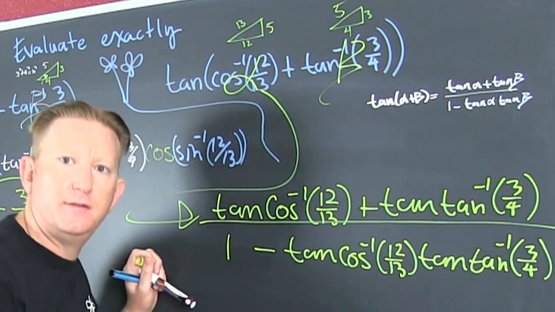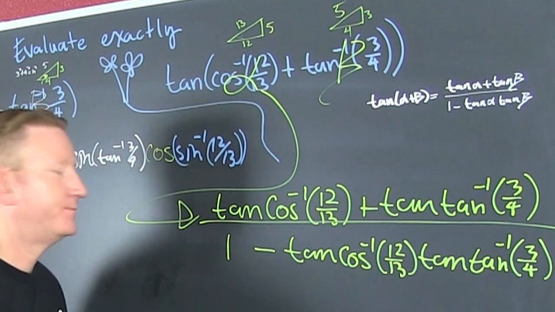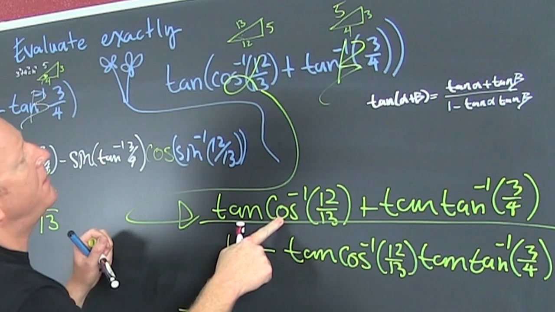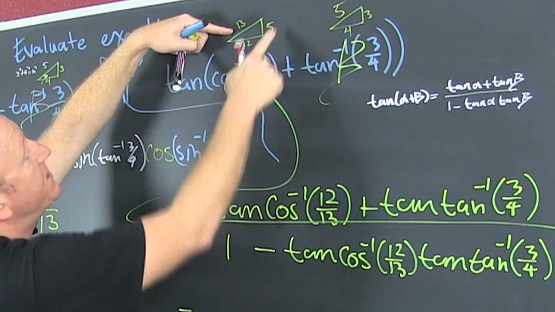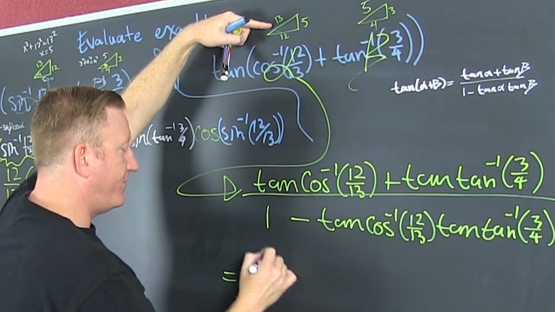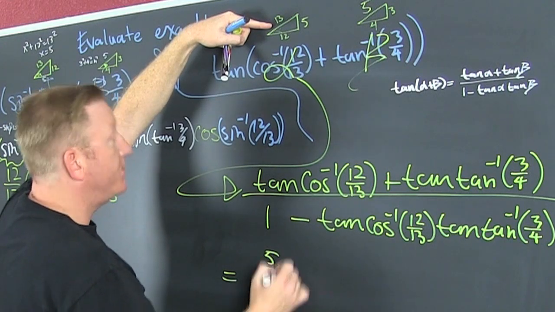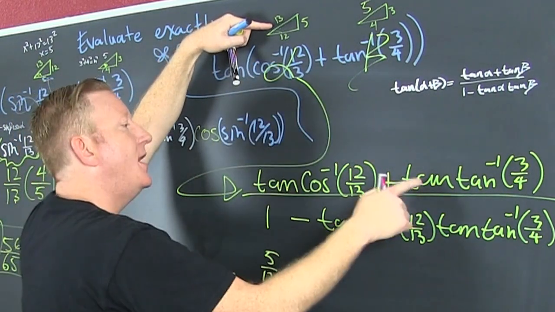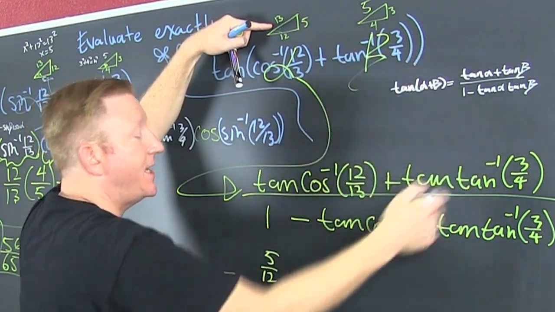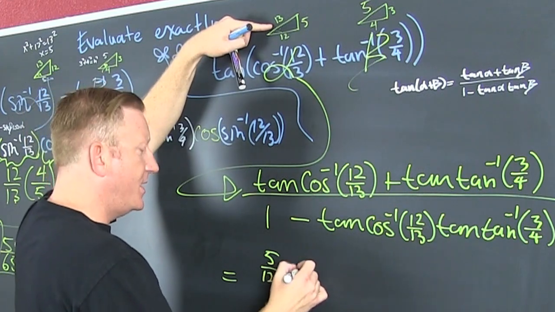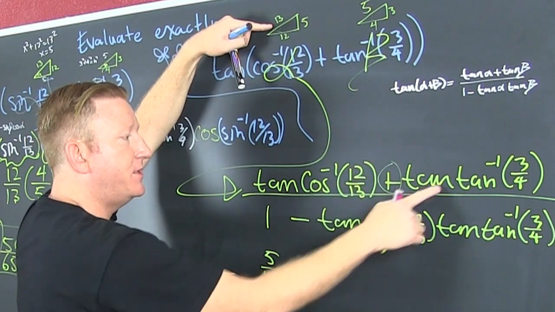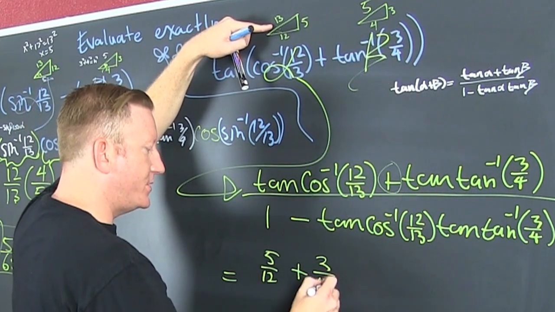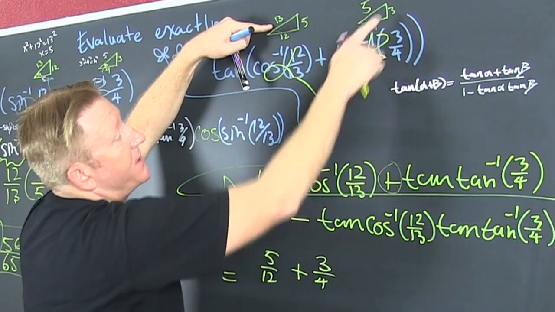Now, can you read? Okay, so the tangent of the cosine triangle, if we read the tangent, that's a 5/12, because it's the opposite over the adjacent. All right, and then the tangent of the tangent triangle, well, isn't that just the argument? It sure is. So then we add to it 3/4, because the tangent of the inverse tangent is the 3/4.